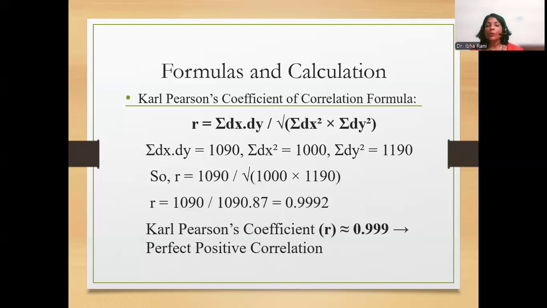It means that both the variables are perfectly positively correlated. So whenever the value of r is plus, it means positively correlated. If the value is close to 1, it means perfectly positively correlated.